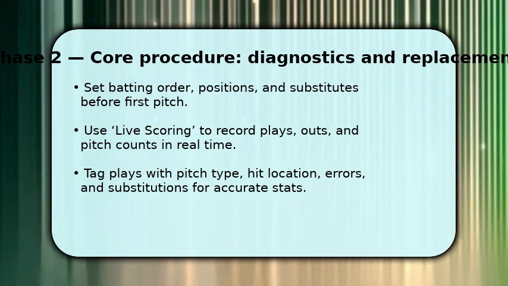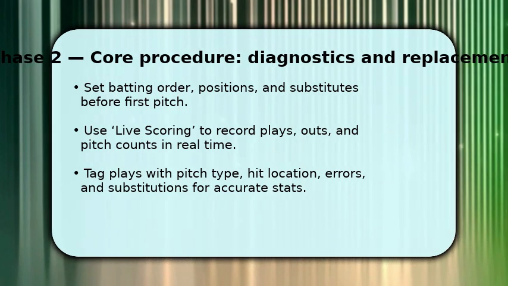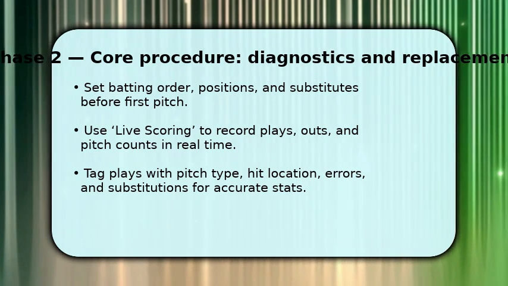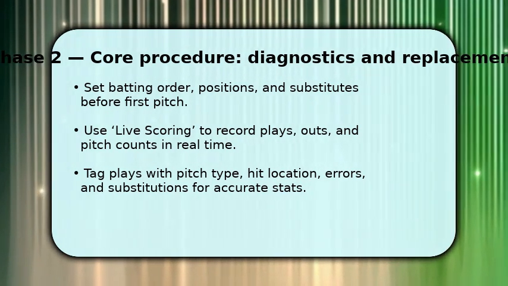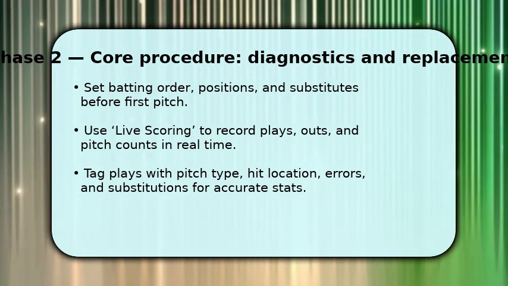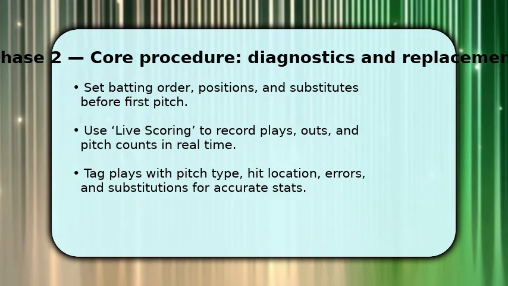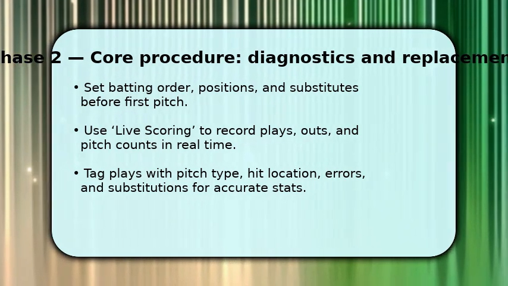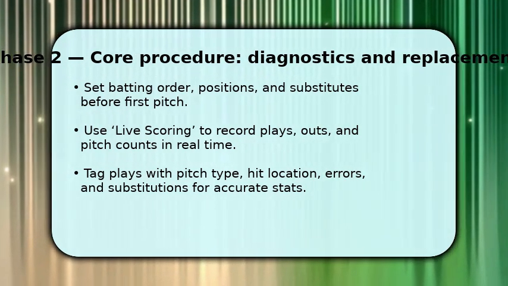During play, record every play with concise taps, outs, hits, fielding errors, and pitch counts. Once done, tag pitch types and hit locations to improve pitcher and hitter metrics. This also helps video sync later. Make sure to log substitutions immediately so box scores and inning summaries remain accurate for coaches and parents.